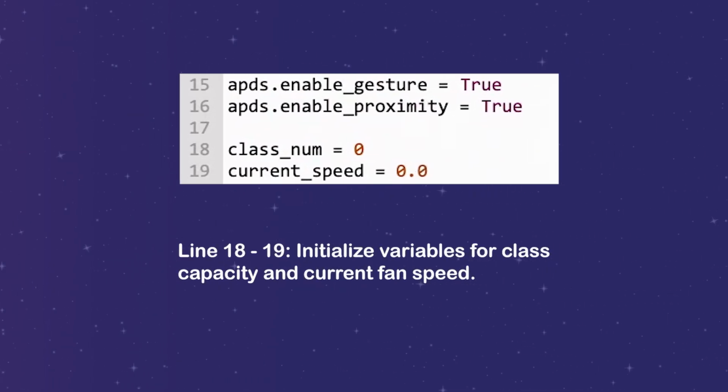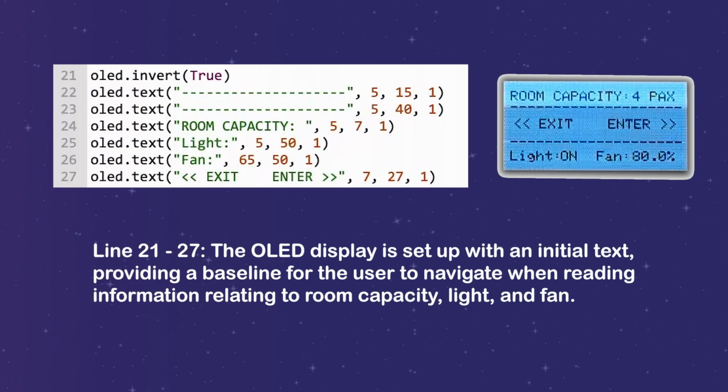Line 18 to 19 initialize variables for class capacity and current fan speed. Line 21 to 27, the OLED display is set up with an initial text, providing a baseline for the user to navigate when reading information relating to room capacity, light, and fan.